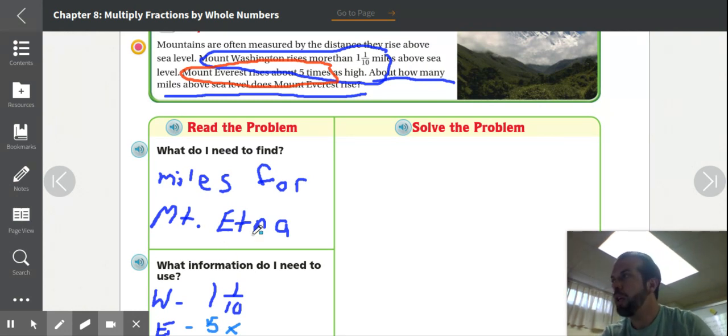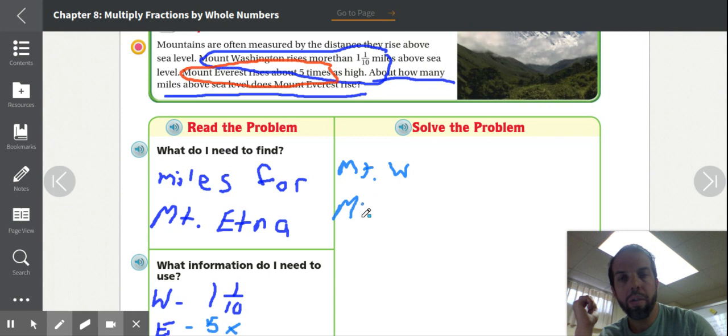All right, so what are the two things that I'm comparing? That's step number 1. Well, it's Mount Washington, the first mountain, to Mount Etna. I'm sorry, Mount Everest. Whoa, messed that up. They both begin with E. All right, so Mount Washington to Mount Everest.